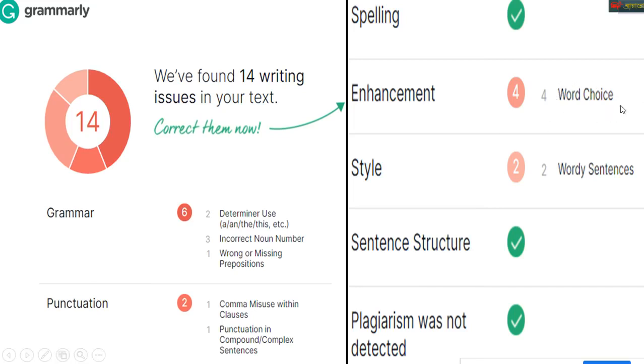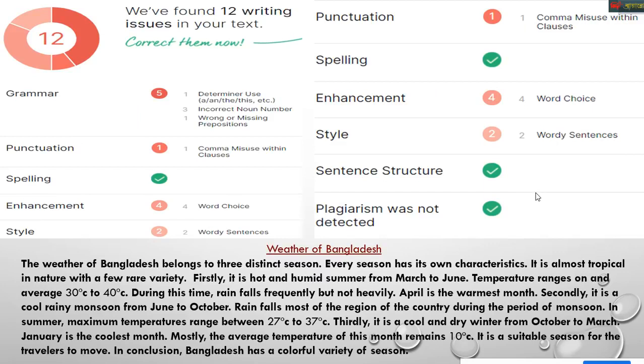So there may not be similarities of choice. So the machine finds it out for word choice. Okay, so it's not so important. Okay, and then let's go to the next slide. What happens in the next stage of editing? Okay, wow, that's great. We found only 12 writing issues in your text.